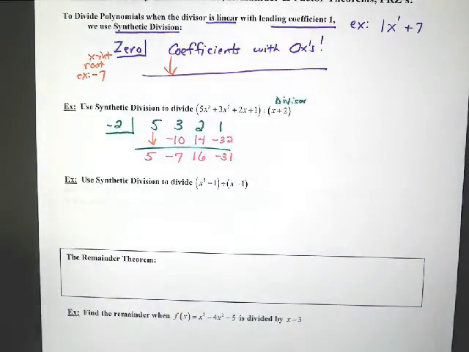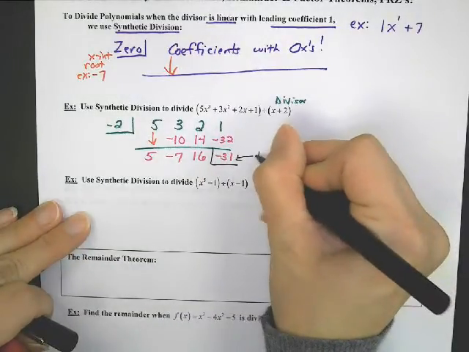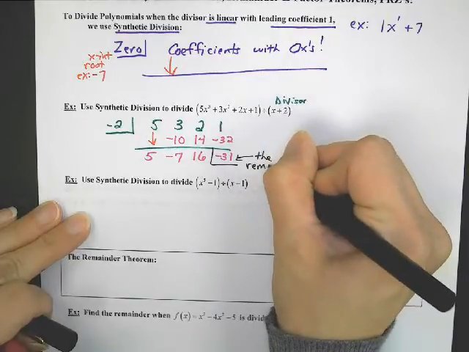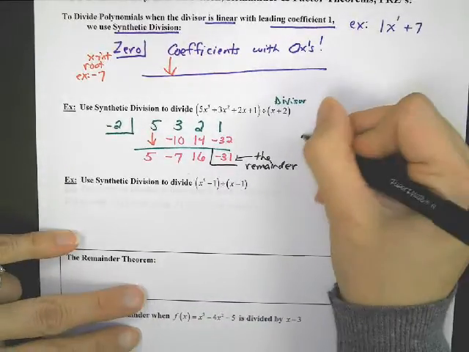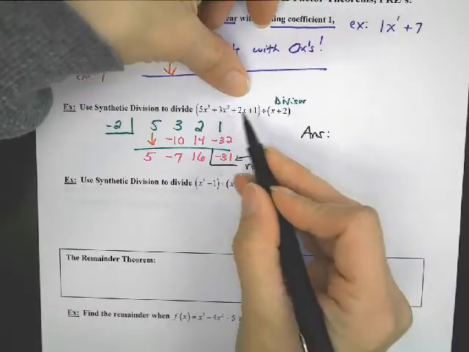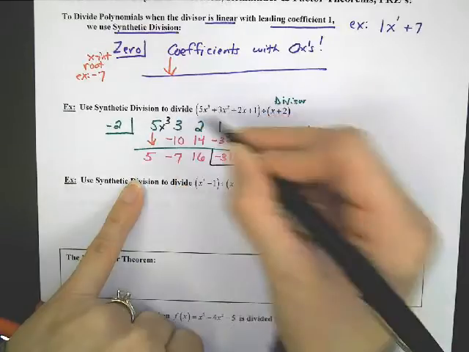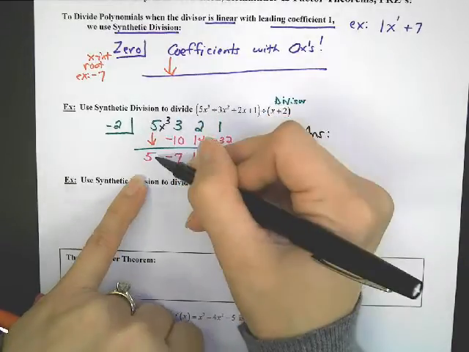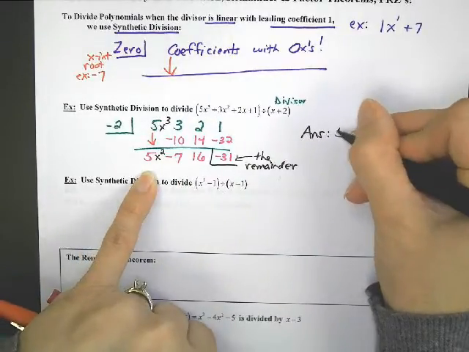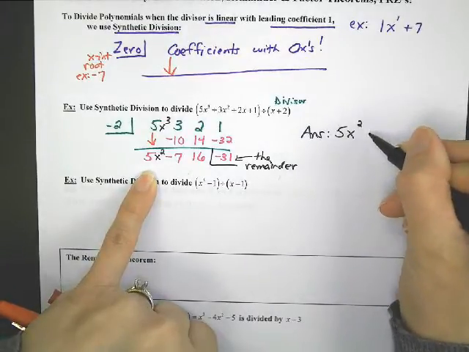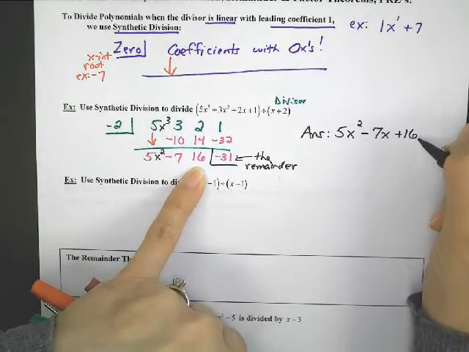A couple things I have to tell you now. Down here, I usually take this number and section it off. That number right there is the remainder. So this did not divide evenly. So what is the answer to this polynomial divided by that one? It used to be 5x cubed, but you divide it by a single x. That means this one is 1 power less. This is x squared. So the answer is 5x squared minus 7x plus 16.